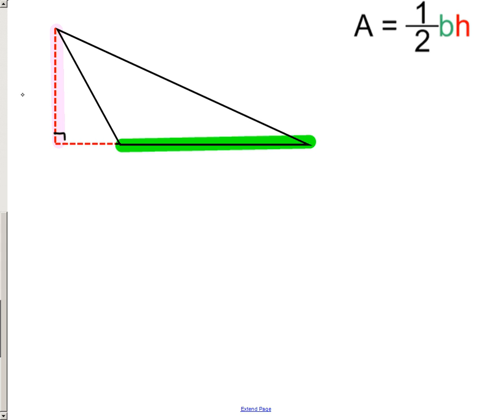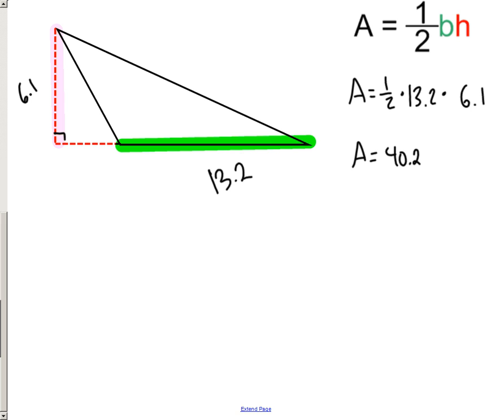But you can see that if we were to extend the base, it would hit the height line at 90 degrees. So if this is 6.1 and this is 13.2, we could go and plug it in. A equals 1/2 times 13.2 times 6.1. And so now we just go and plug it into the calculator, and we would get 40.26. And if we called this kilometers, using km for the units, then we would know that it would be kilometers squared.